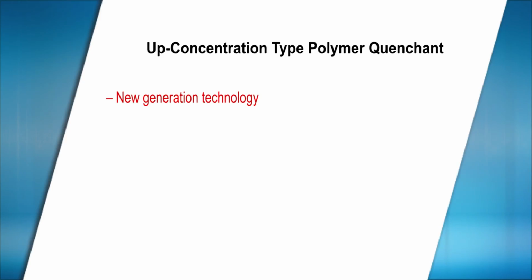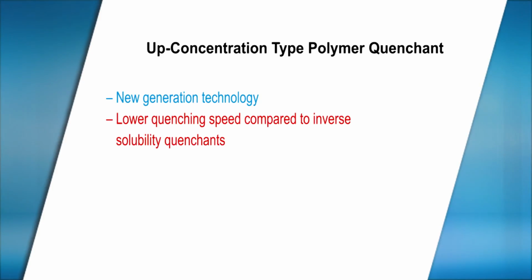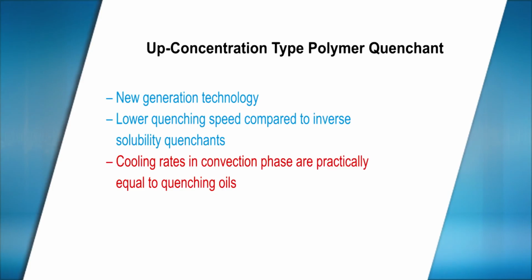The new generation up-concentration type polymer quenchants provide an even more significant reduction in quenching speed compared to inverse solubility polymer quenchants when added to water at various proportions. Concentrations of 8 to 20% give cooling curves practically equal to those of quenching oils. Reduction of the quenching rate compared to that of water is achieved by the formation of a polymer film on the part surface during cooling.